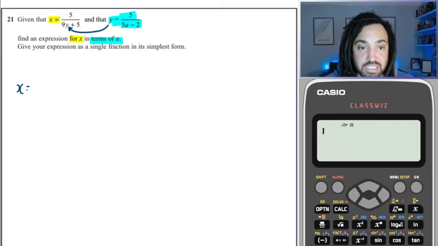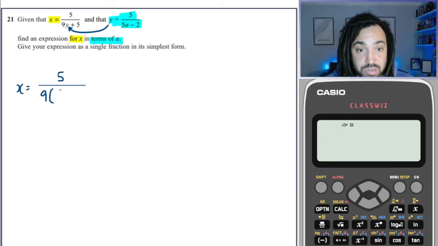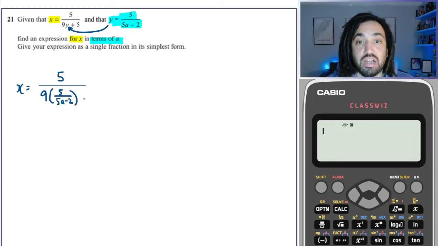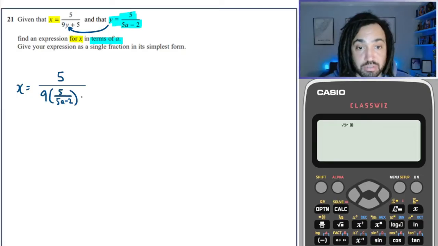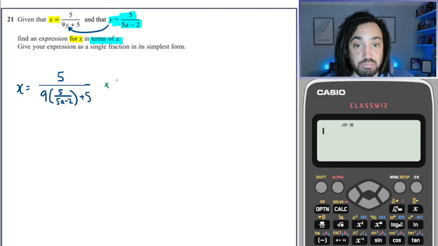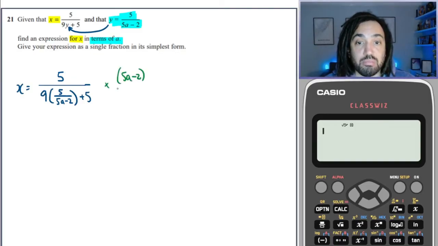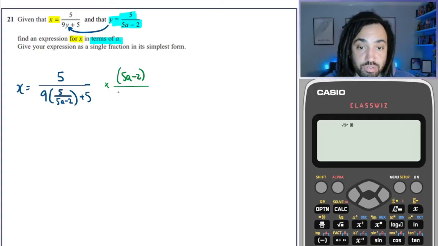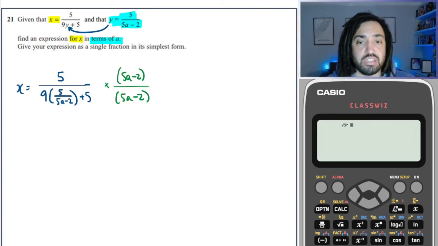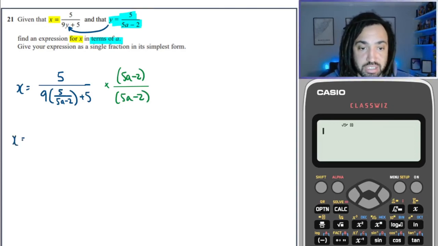So we write x is equal to 5 over 9 lots of y, but we don't want y because we want it in terms of a. So we have to swap y out for 5 over 5a minus 2. And then we've still got this plus 5 as well. Okay, so the most efficient way of doing this question, I believe, is to multiply the top and bottom by the denominator of the fraction that is inside our fraction, because we really don't like fractions in a fraction. So multiplying top and bottom by this denominator is going to give me 5 lots of 5a minus 2.